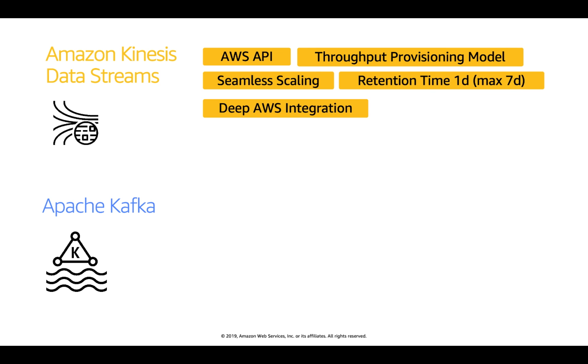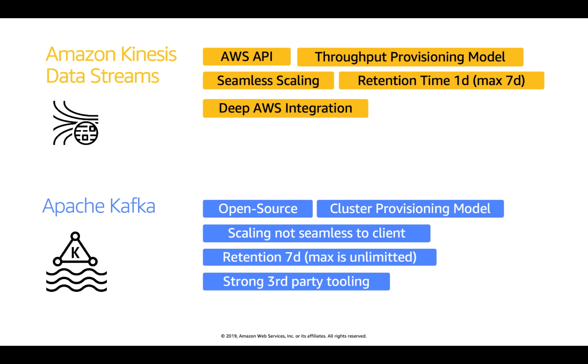But this also means you cannot build something like the New York Times example that I gave you, where a Kafka topic doubles as a database. But on the other hand, you get deep AWS integration with all the monitoring, with everything.